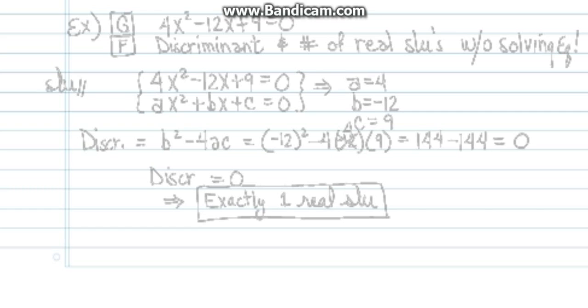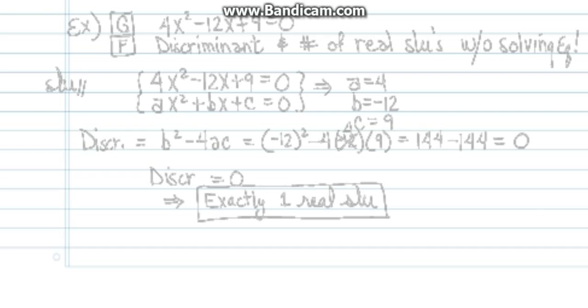Now take a look at note number 28. We're going to discuss the garbage that's under the radical sign in the quadratic formula. That's the b squared minus 4ac. It has a special name. It's called the discriminant. And it'll help you predict the number of real solutions when you're solving a quadratic equation, a second-degree equation, without even doing any work.